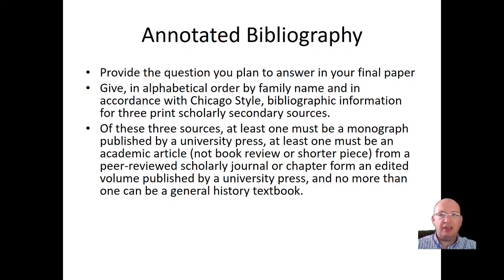Then, in alphabetical order by family name, in accordance with Chicago style, you would give the bibliographic information for 3 print scholarly secondary sources. At least one must be a monograph published by a University Press. At least one must be an academic article. It shouldn't be a book review or shorter piece.